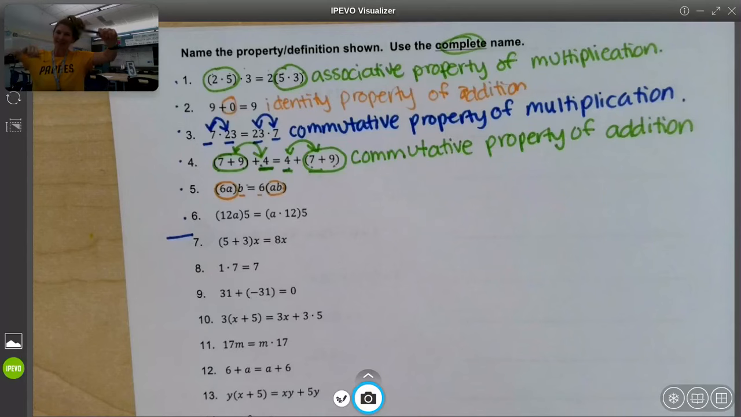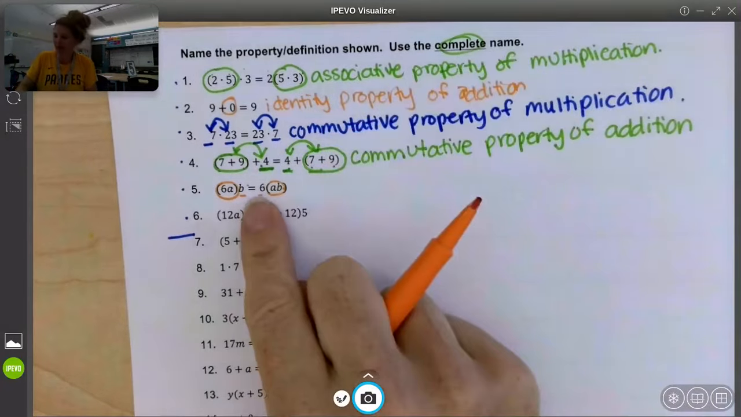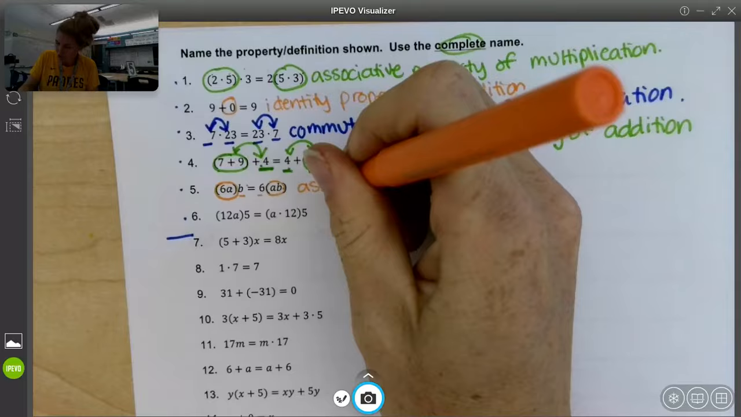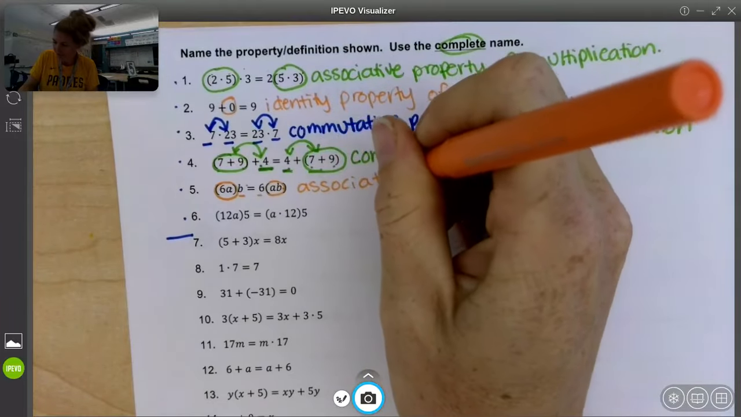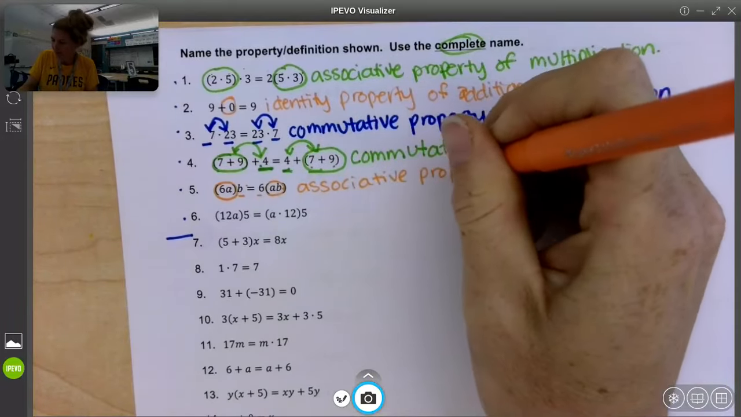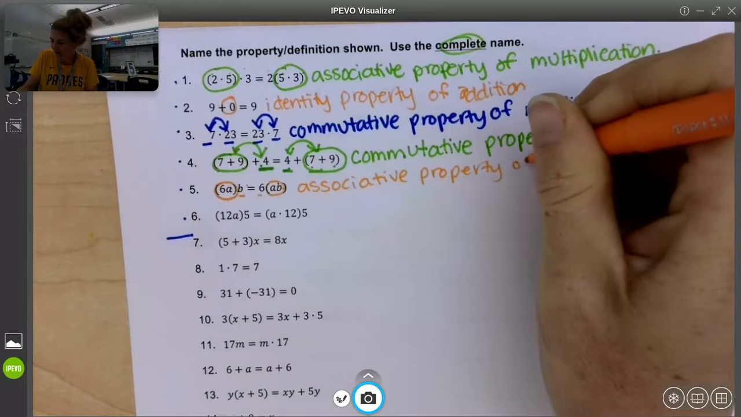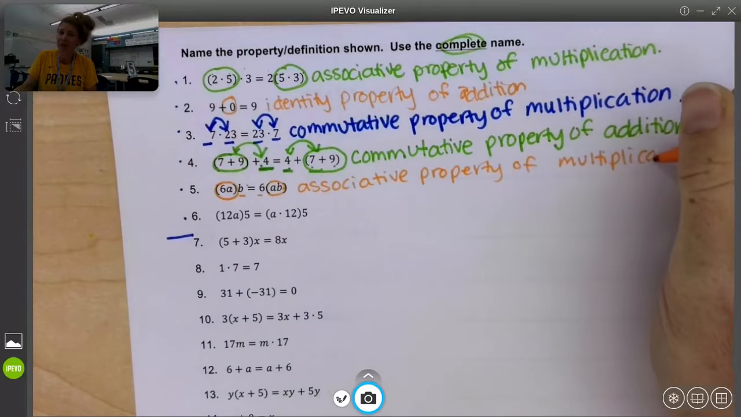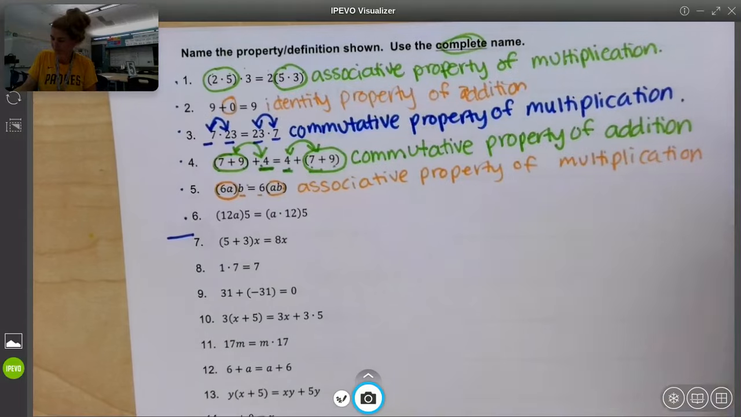Associative property has S's and C's. That's what moves those parentheses. Beautiful. And then what operation's happening? Multiplication. So we know this is the associative property of multiplication.